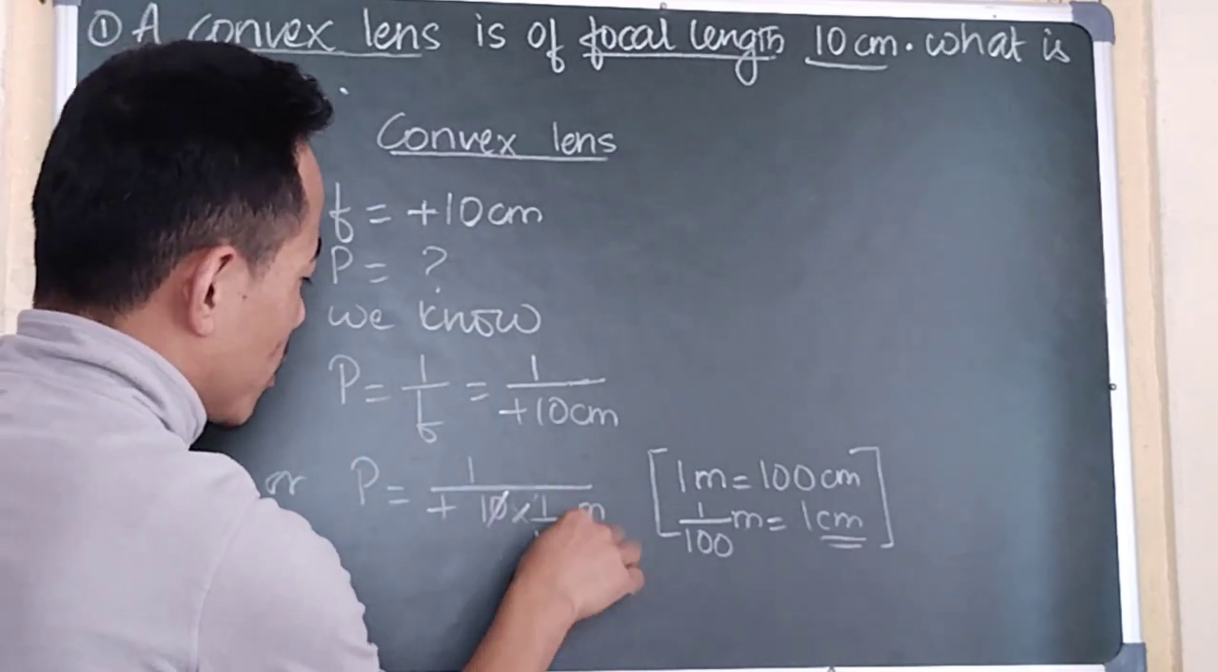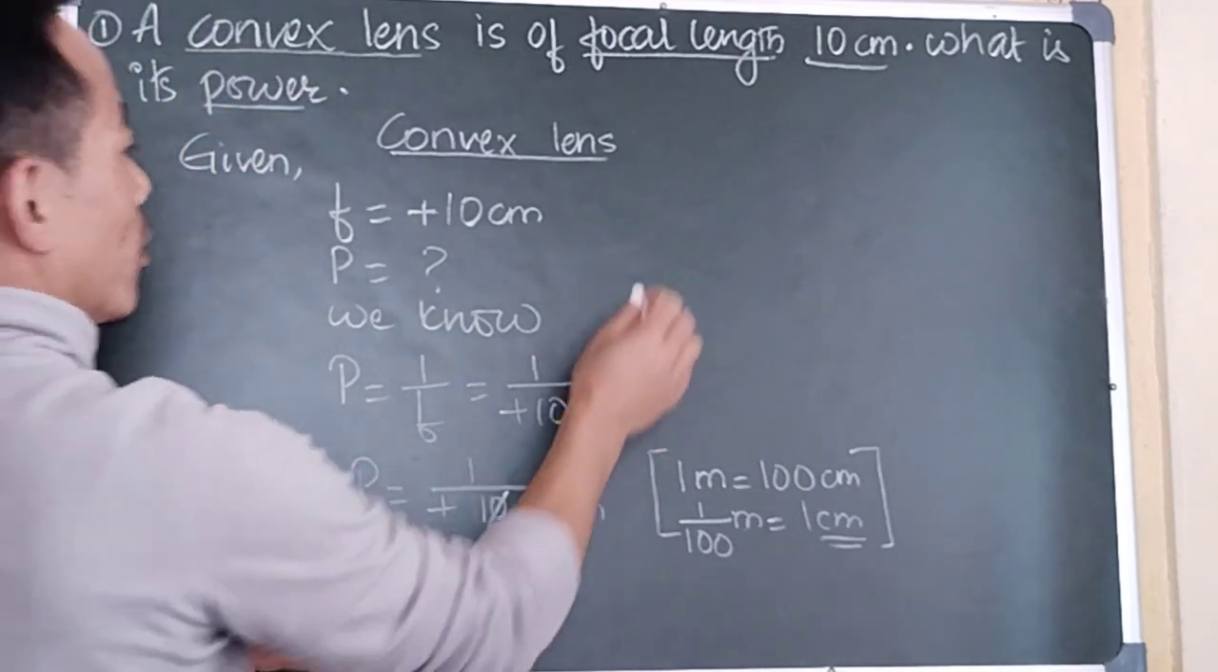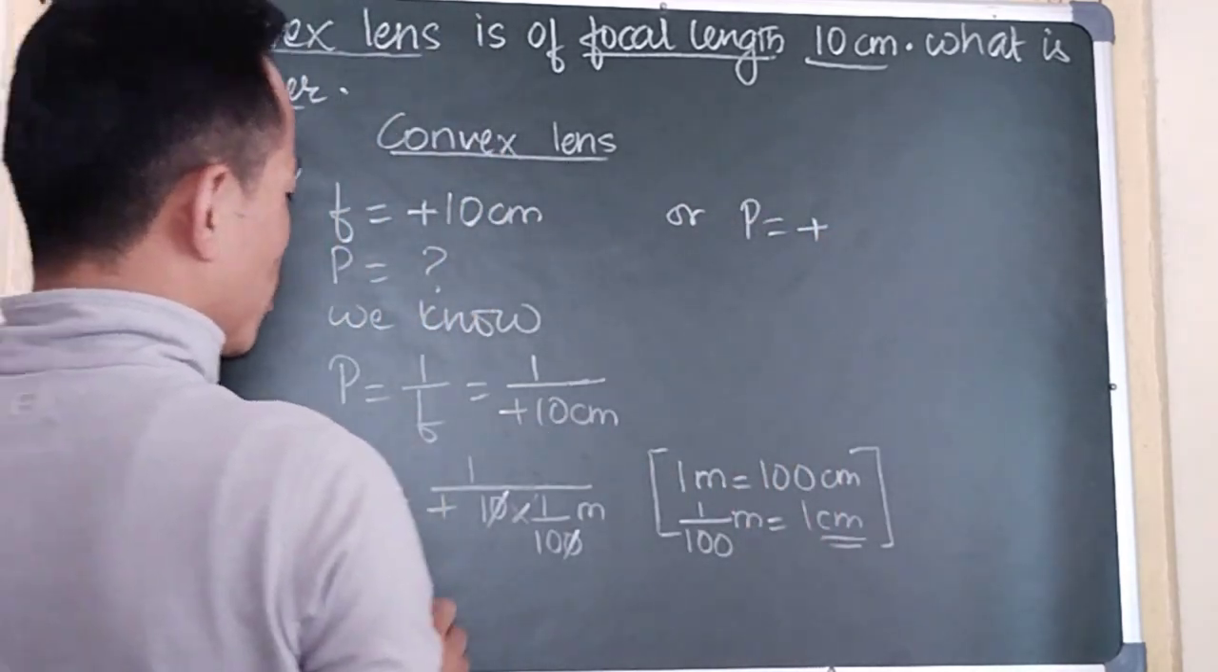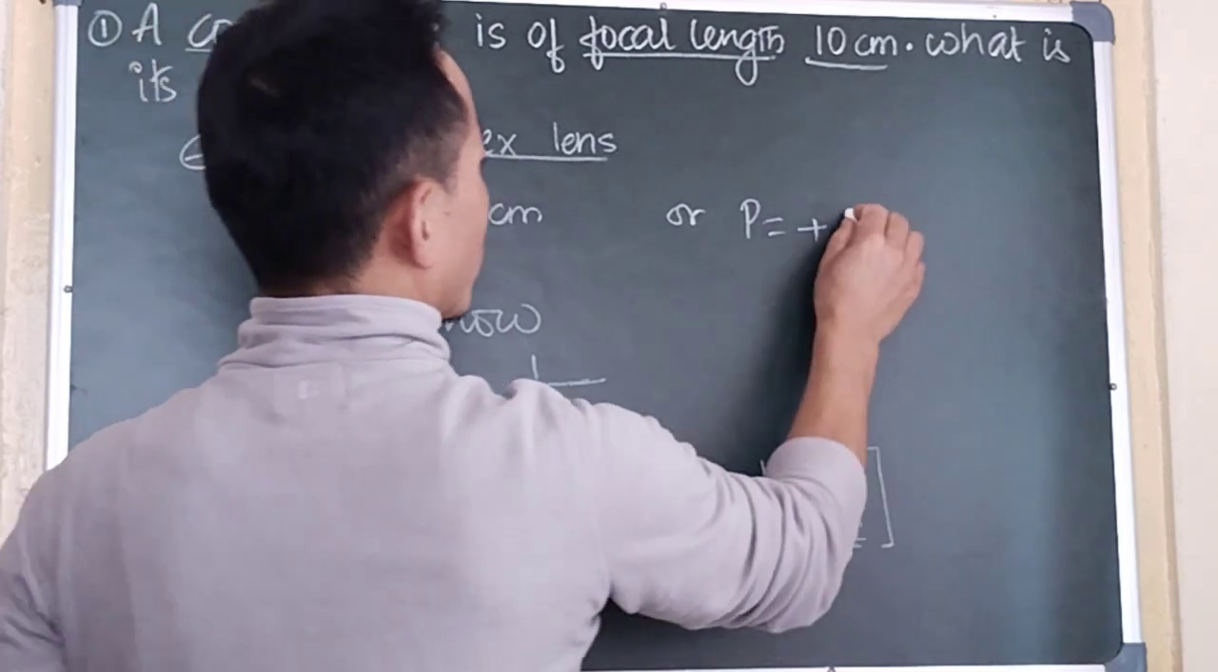So this 0 and this 0 can be cancelled, and this 10 goes to the numerator. So you'll get P is equal to plus, don't forget the sign convention, plus is there. So this 10 goes to the numerator.